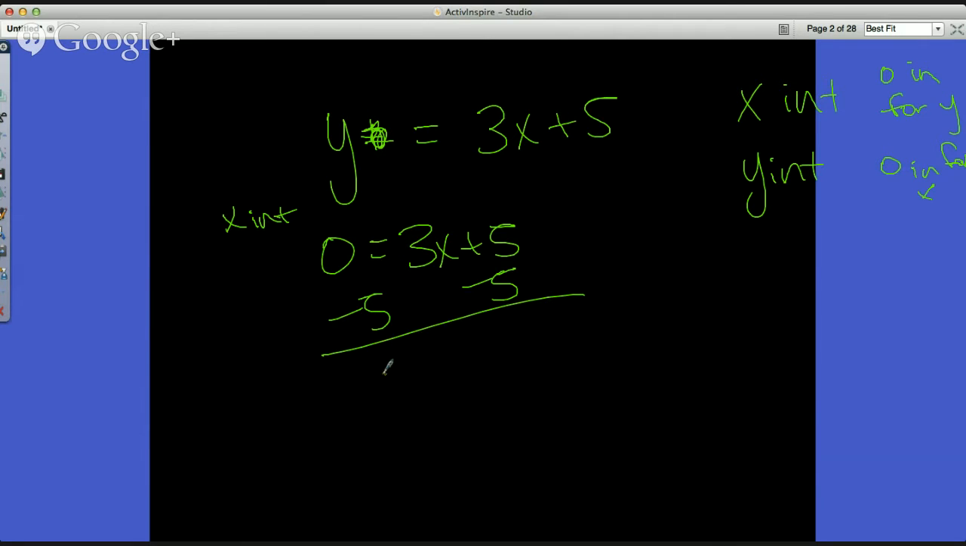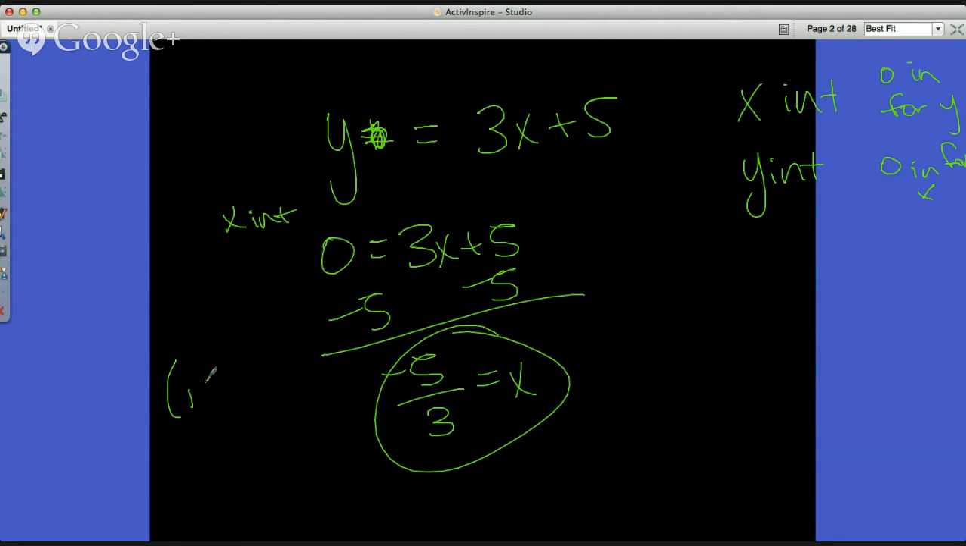Yep, subtract 5, divide by 3, so x equals negative 5/3. Does that make sense? So I would put it as a point, negative 5/3 comma 0. And how would I solve for the opposite?